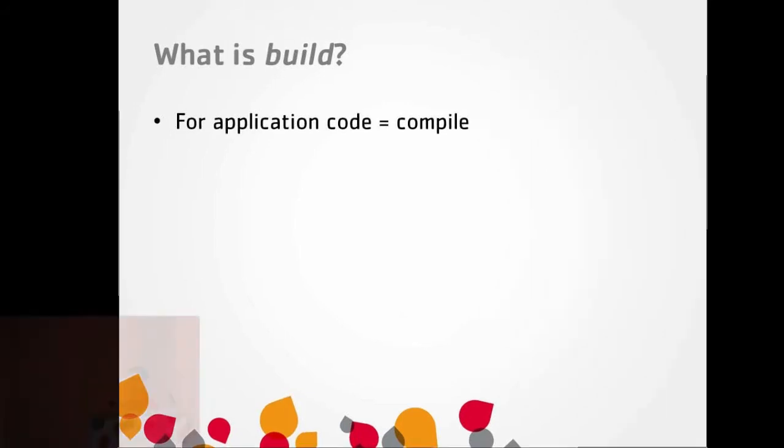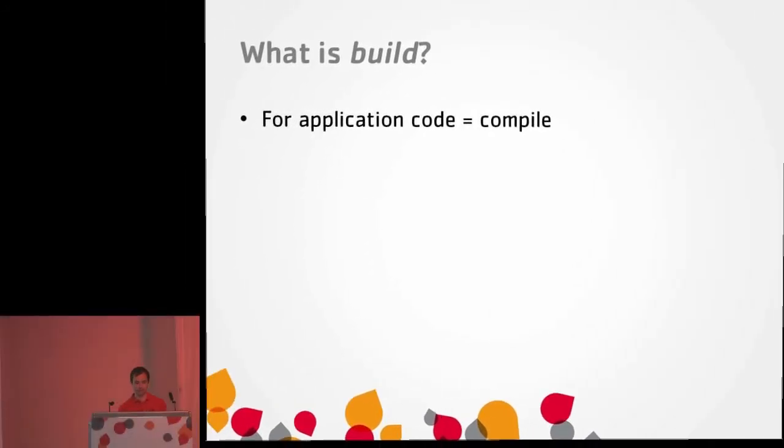But I haven't really described what I mean by build. So what is build? Build for application code is quite simple. You compile it, and it builds. Sometimes code doesn't compile, and it will fail at that point, and you'll get feedback very quickly. But more often than not, the developer will have found that out before committing to source control, and it will compile, and it will be ready for testing.